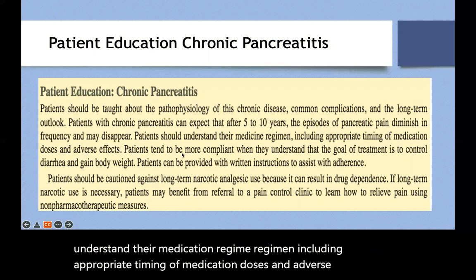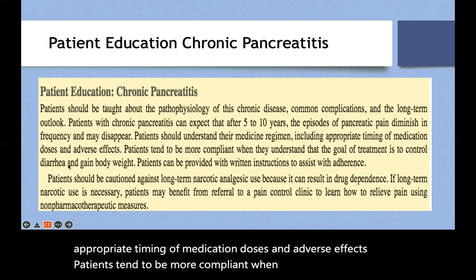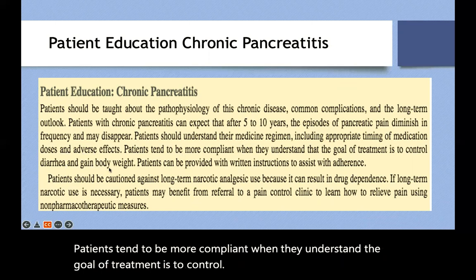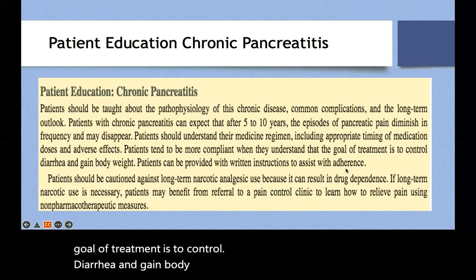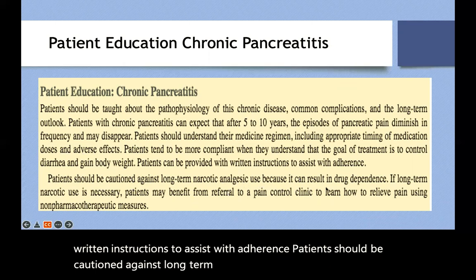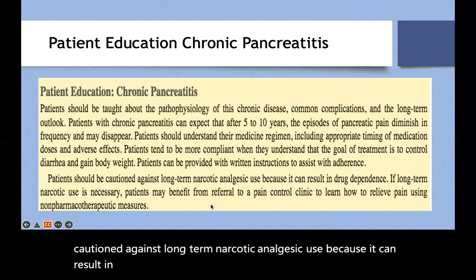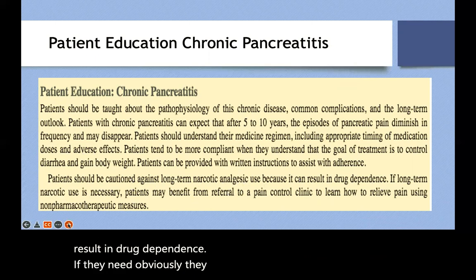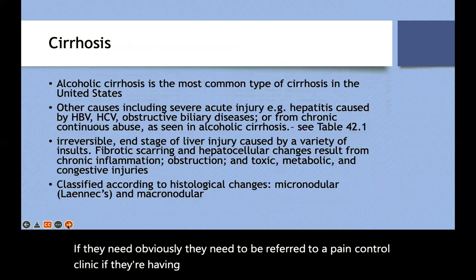Patients tend to be more compliant when they understand the goal of treatment is to control diarrhea and gain body weight. Patients can be provided with written instructions to assist with adherence. Patients should be cautioned against long-term narcotic analgesic use because it can result in drug dependence. If they need, obviously, they need to be referred to a pain control clinic if they're having issues with pain.